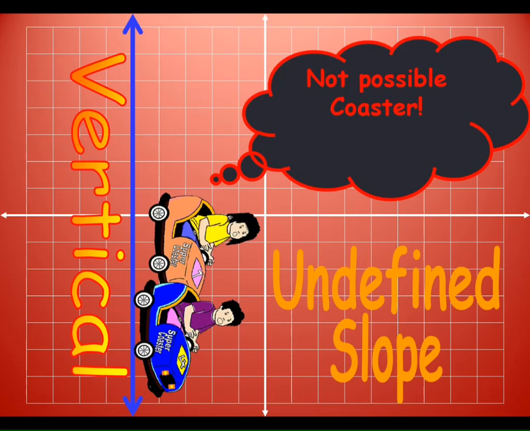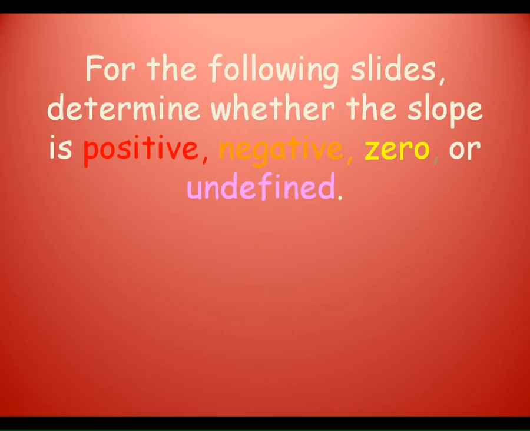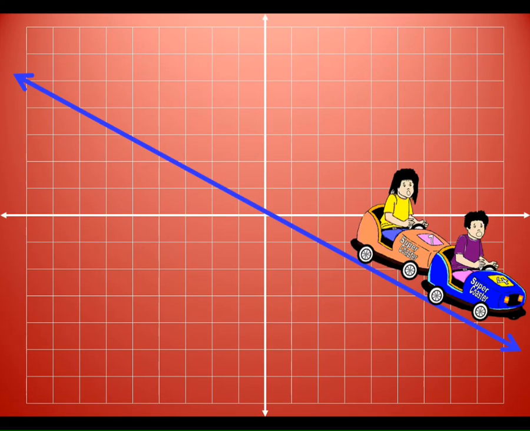So those are our 4 cases of slope: positive, negative, zero, or undefined. Every linear line has one of those 4 slopes: positive, negative, zero, and undefined. So let's look at these graphs to determine what they are. Positive, negative, zero, or undefined.